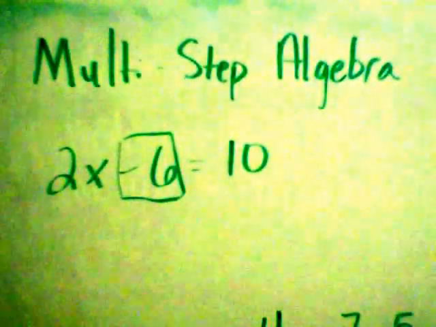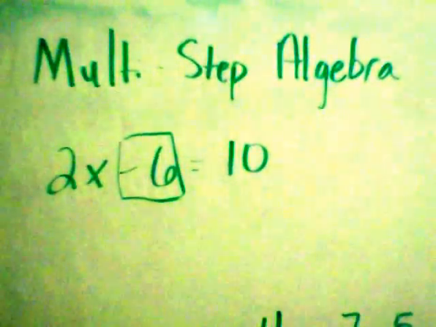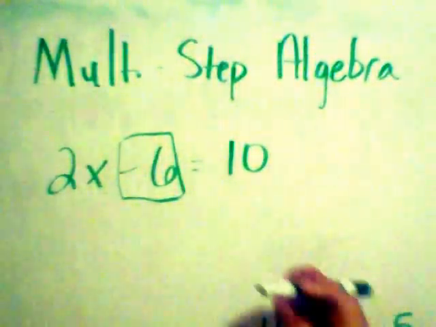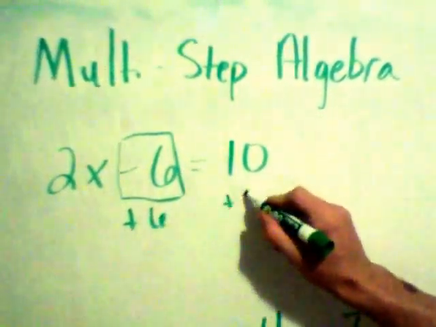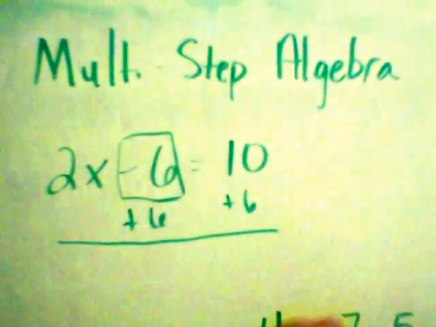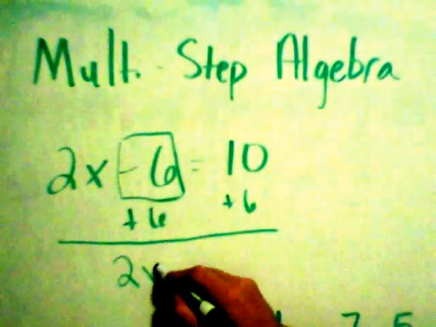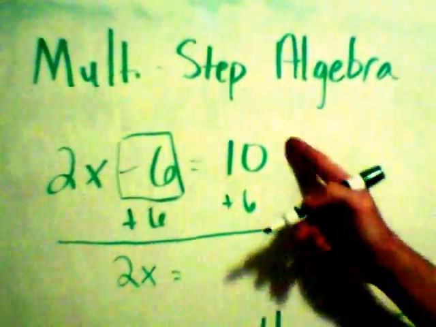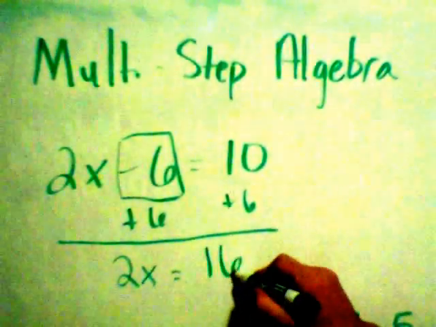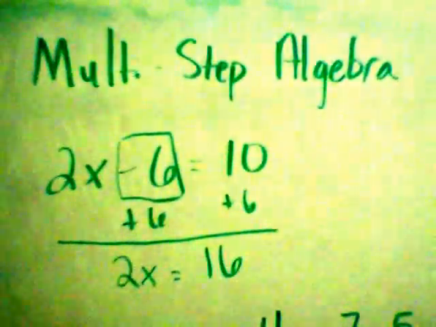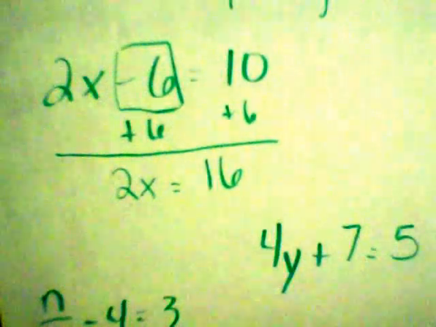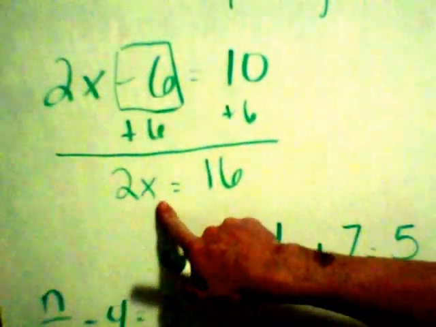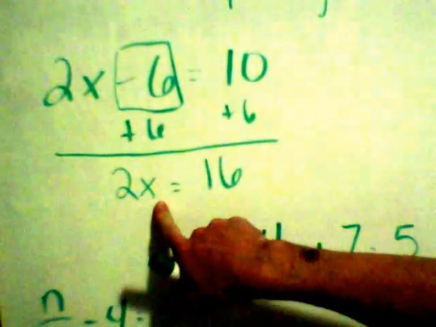And if you remember before, the way that we got rid of a minus 6 is that we would add 6 to both sides of the problem. And that leaves me with 2x equals 10 plus 6 is 16. Now I've got 2x equals 16, and you can tackle that part of the problem. You want to get the variable by itself. Remember, isolation of the variable is the key.